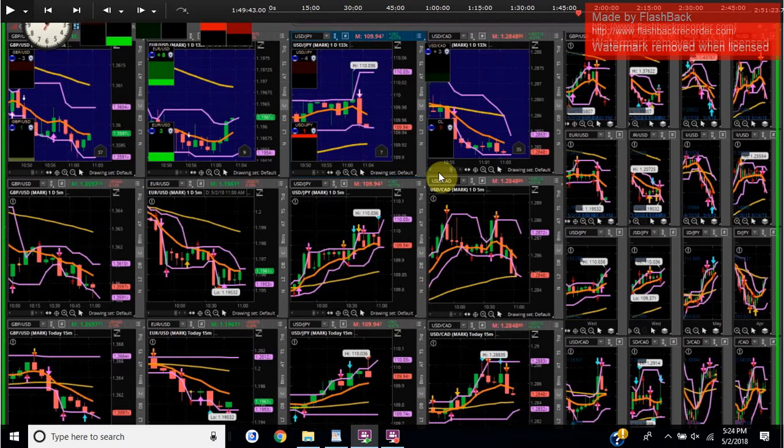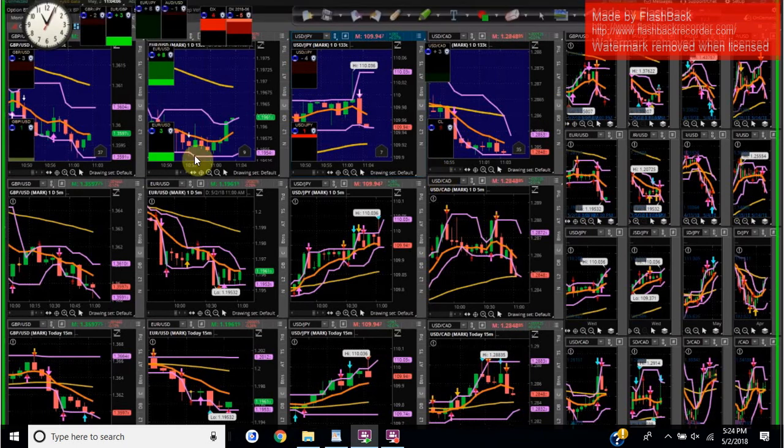Let me show you something. This is a good trade on the EU to the upside with the 15 minute signal with the blue going with the longest term of blue. That's the reason why this trade wins.